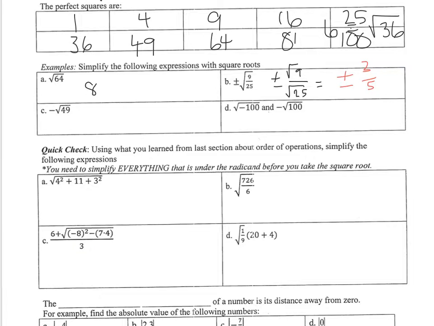C is negative square root 49, so that's negative 7. D, now notice that D has the negative on the inside. So is there a number that when you square it, you get negative 100? No. So this is no solution, or you can also write undefined. And then the negative square root of 100 means take the square root of 100 and then make it opposite. So this is negative 10.